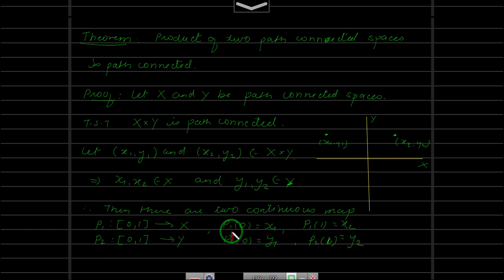So we have two functions. Now using these two paths p1 and p2, we need to get a path which will join these points. Define a path. Of course, that path will be an ordered tuple kind of thing, so it will have two components. So define p bar, a function from closed interval 0,1 to x cross y. When you find p bar of 0 or p bar of 1, you will have two components, the first component from x and the second component from y.